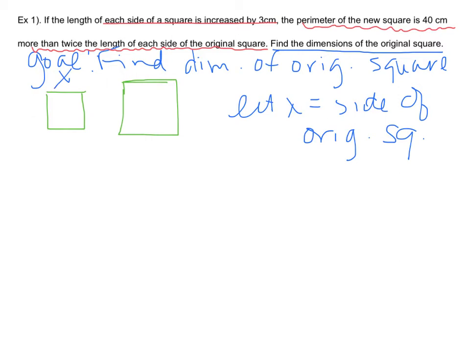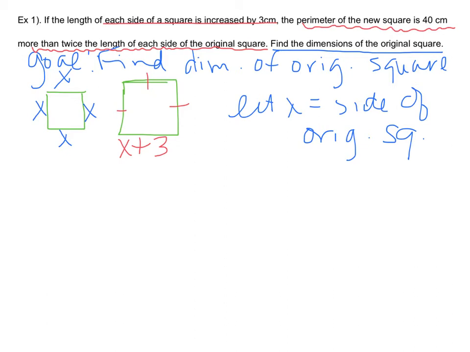And this is a square, so what do you know about a square? All the same. So if each side of the square is increased by 3 centimeters, what does that mean? Add 3. And you know it's a square, so all of those are the same. Okay, now what do we know?